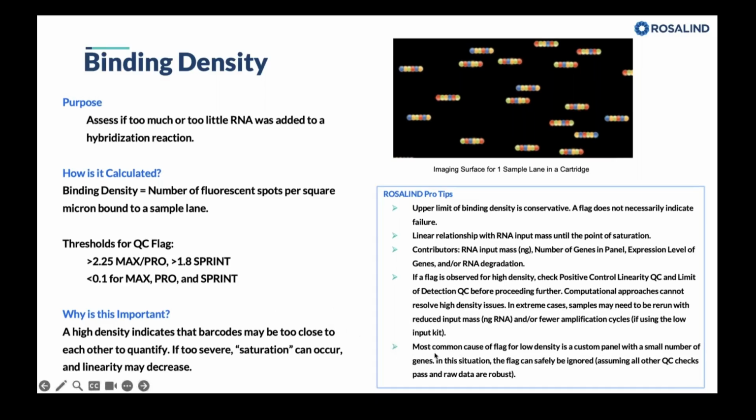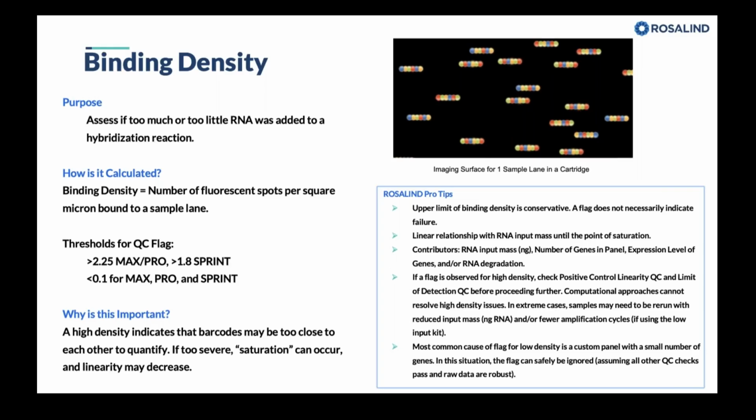I want to point out one other caveat here. It's very rare to see flags for low binding density. In most cases, if you see this, which is rare, it doesn't actually mean anything happened that was wrong. I see this most often if you're running a custom panel with very few genes. If we think about the contributing factors to binding density, the number of genes is really important. So if you have a custom panel with, let's say, 20 genes, you're just not going to have many probes bound to the surface area because you're just not counting that many genes. So if you do get a flag for low binding density, it's probably in a small custom panel. At least that's what I've seen in my experience.